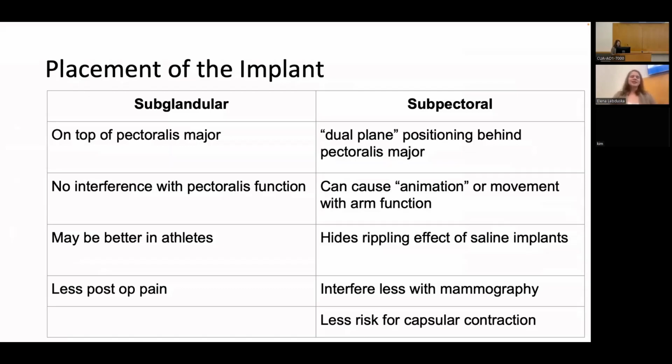I would say cosmetically, more commonly, subpectoral implant placement is used. It has less rippling side effects because it's hidden behind a muscle wall. It interferes less with mammography, and I'll show you why that is in a later slide. And there's less risk for a chronic condition called capsular contracture, which is basically when the body has an autoimmune effect and walls off the implant. It can lead to significant pain and cosmetic deformity in the future.